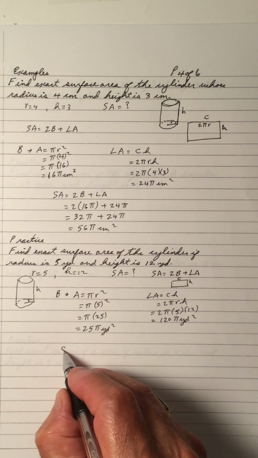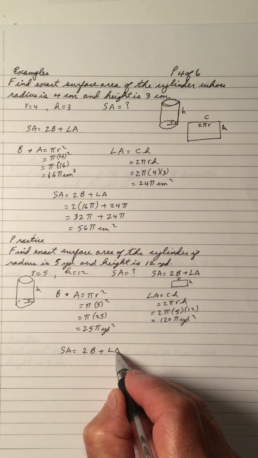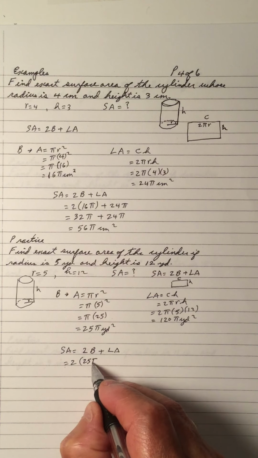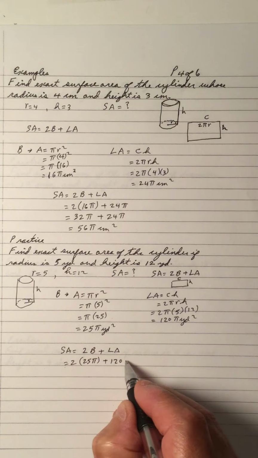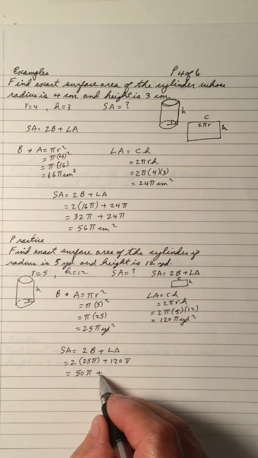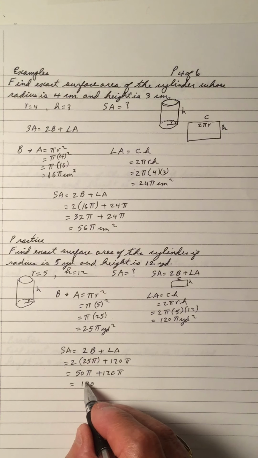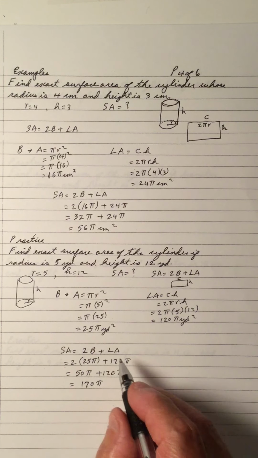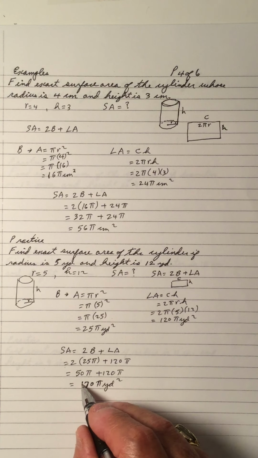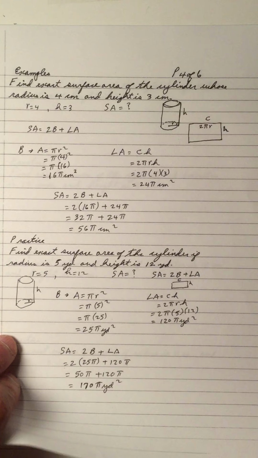So the surface area is made up of two base areas, two circles, plus the lateral. So two circles, one circle is 25 pi, and the lateral is 120 pi. 2 times 25 is 50 pi, plus 120 pi, so that adds up to 170 pi. And it's yards, so it's square yards. Again, we're doing the exact area, not 3.14. Let's continue.